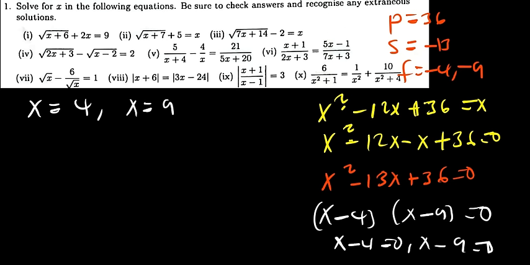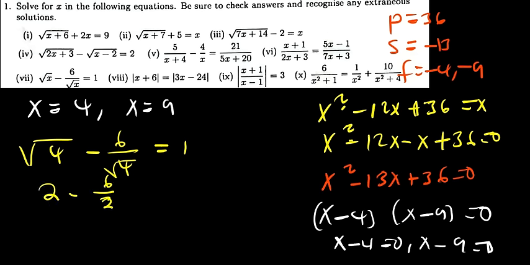Done. Then you are going to see that these answers which I've just found, I need to prove them. So when x is equal to 4, 4 minus 6 over the root of 4, let's see. Is it going to give us 1? So this will give me 2 minus 6 over 2. Is it going to give me 1? So 2 minus 3. Is it going to give me 1?